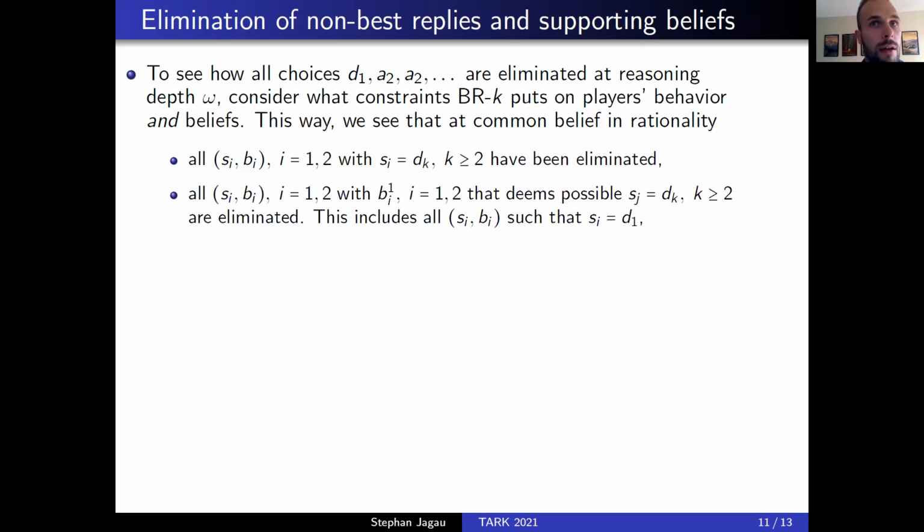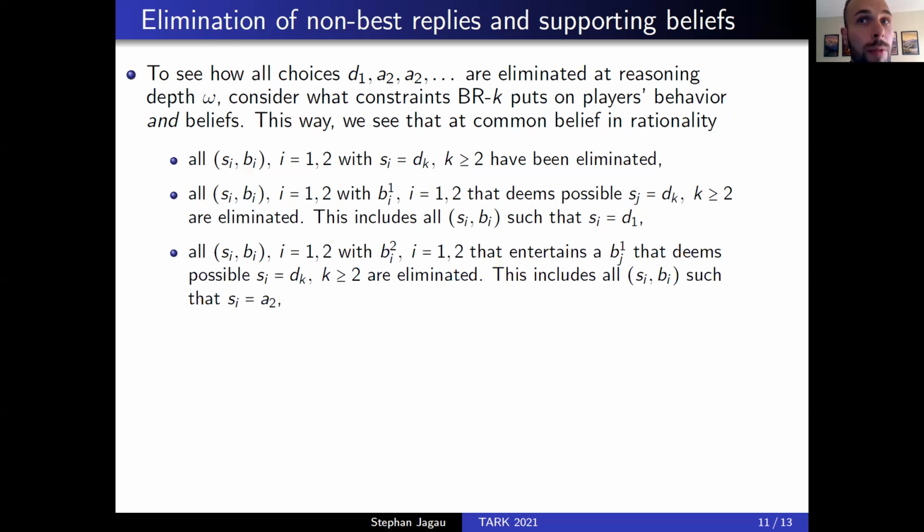For example, my first order belief, I shouldn't deem possible any of those strategies in my first order belief either, the D2, D3, and so on and so forth. Well, but the D1 strategy can only be rationalized if I deem those guys possible. So if I eliminate all first order beliefs that deem possible D2, D3, and so on, and I eliminate all the strategy belief combinations involving those, then I also eliminate the strategy D1 entirely.